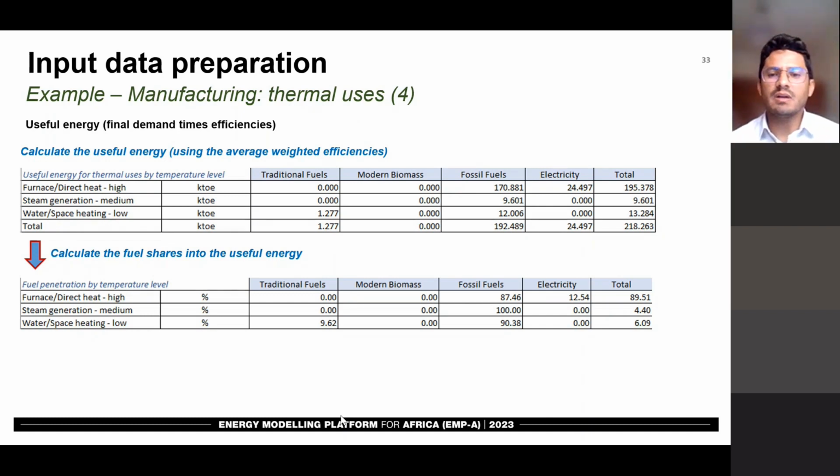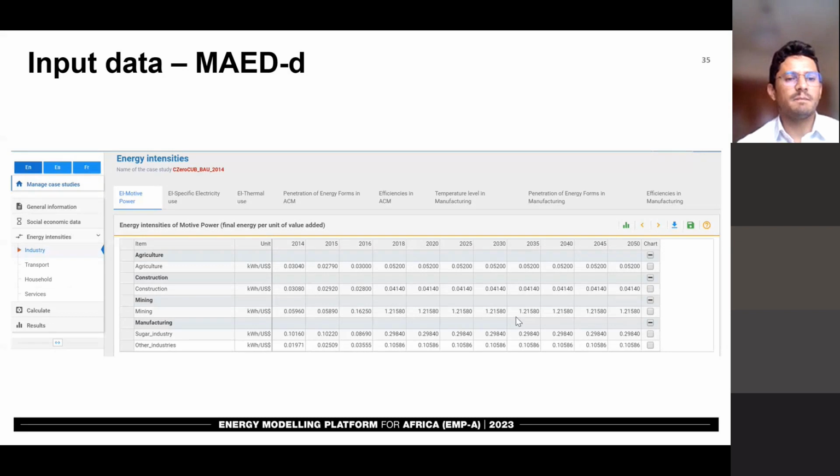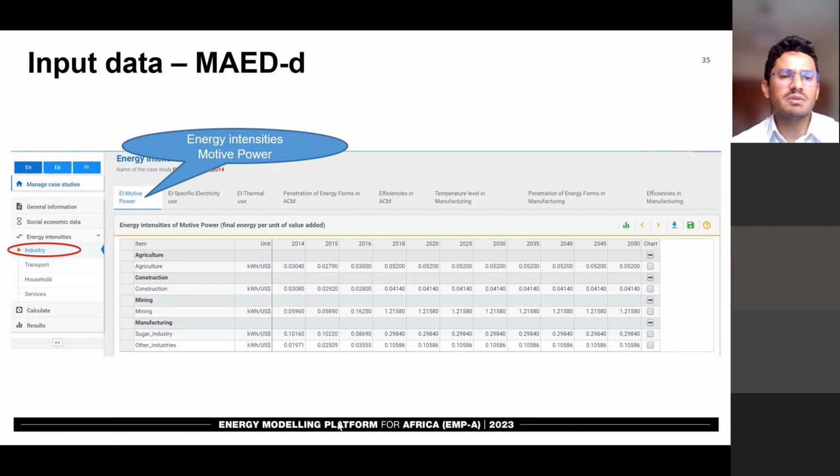Okay. So we will go directly to see the MAED user interface and see how we can populate this input data that we calculated before, namely energy intensities, efficiencies and market penetrations. Here, as you can see, there is a menu on the left side, industry, and then it will give us this window, and then we will start to populate our input data. First of all, we need our energy intensities for the first end use category, which is motive power. So we need to populate this for different sectors: agriculture, construction, mining, and manufacturing.